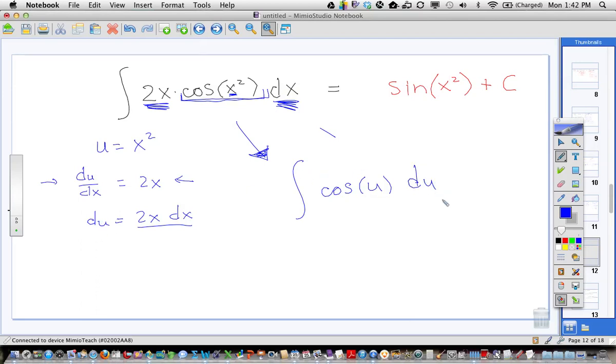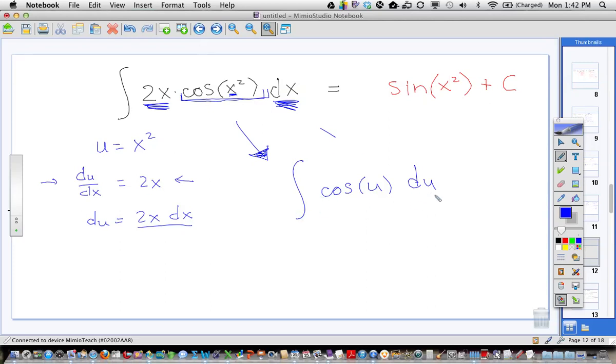You don't want to mix x's and u's. So you want to end up with only u's in the problem, but you have to do it by substituting out the old problem. And you have to make sure you substitute out everything. Okay, so the 2x and the dx come out, and du goes in its place.